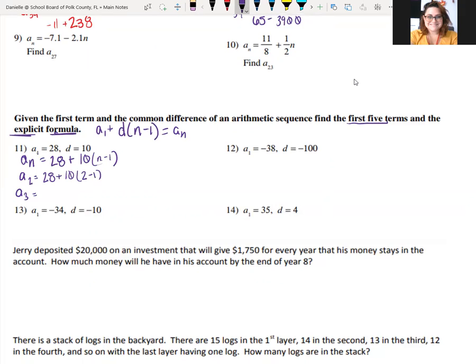Plus 2 minus 1. 2 minus 1 gives me 1. So I'm going to end up with 28 plus 10, which gives me 38 for that term. And the second term, I could also say, well, I know every time it's going to get larger by 10. So I could also, for this one, just say 38 plus 10 equals 48.